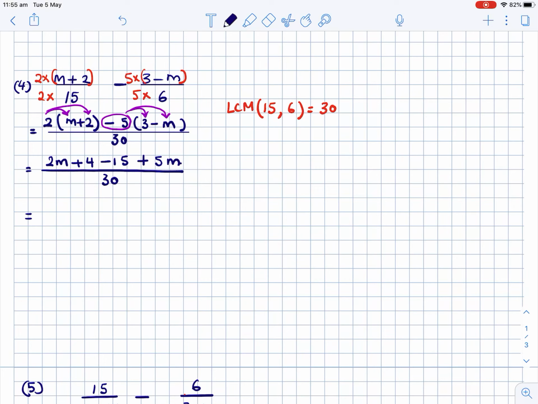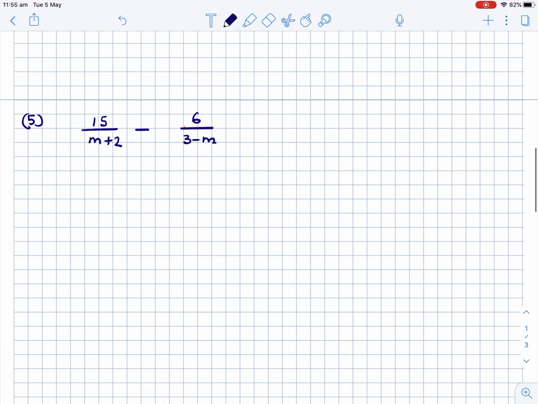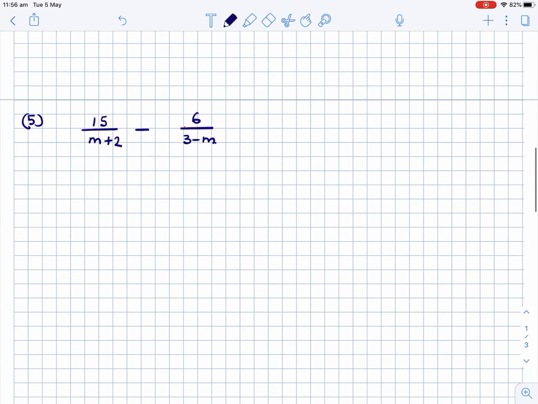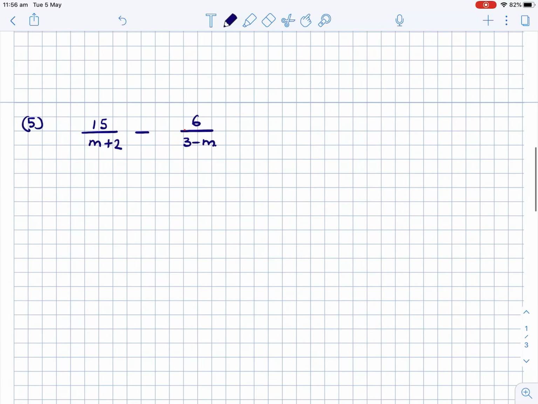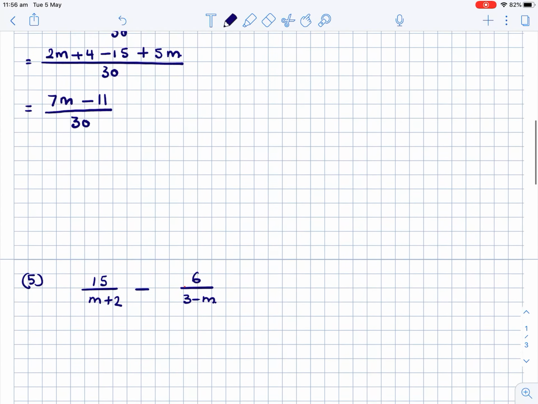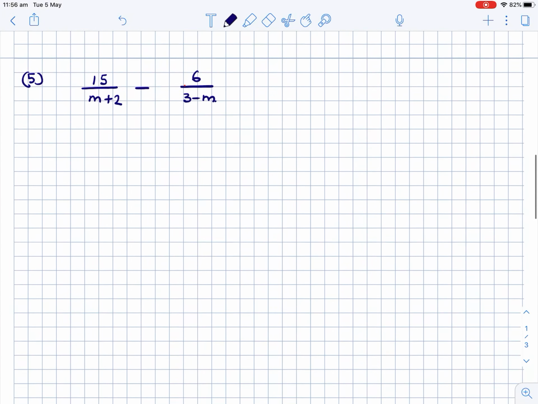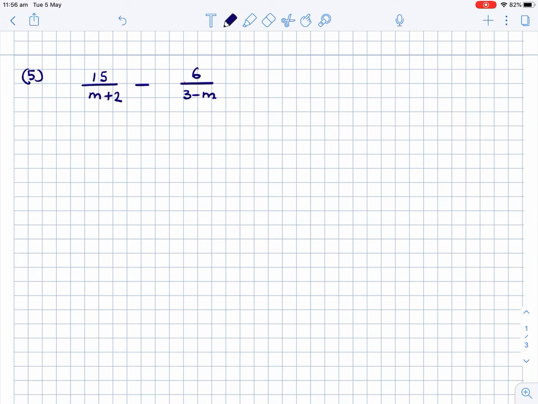Combine like terms, 2m plus 5m, 7m. 4 minus 15 is -11 over 30. Now 7m and 11 are unlike terms, so they cannot be simplified further. Example number 5. Now we have example number 5. The terms of this example are the reciprocal of the terms of previous example. Now we have actually algebraic expressions in the denominator. So the process is same.